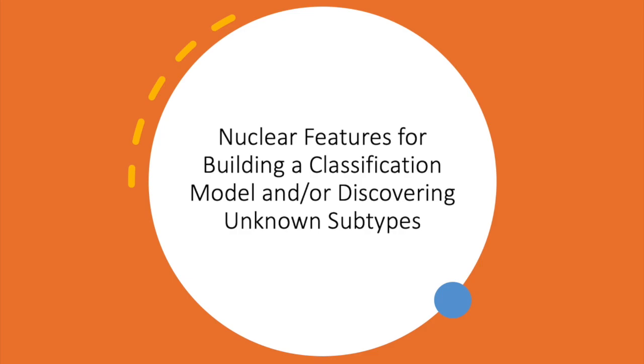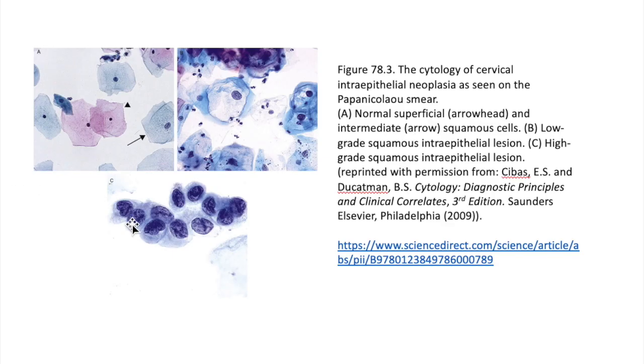Lastly, I just want to point out that nuclear features are also useful in building classification models or discovering unknown subtypes. It is well documented that the texture of the chromatin in the nucleus changes dramatically as cells progress from the normal stages to the high-grade lesions.